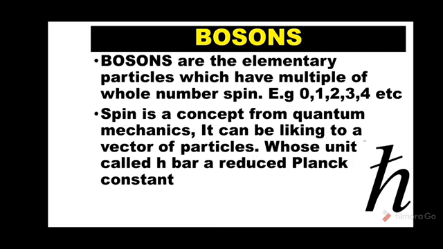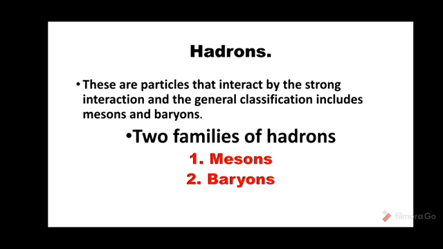Then this spin, like I said, is a concept from quantum mechanics. It can be likened to a vector of particles, that is, the magnitude and direction of particles whose unit is called h bar, or reduced Planck constant, which we are seeing at this point. So when you look at this spin, we look at it like a turning for elementary particles.